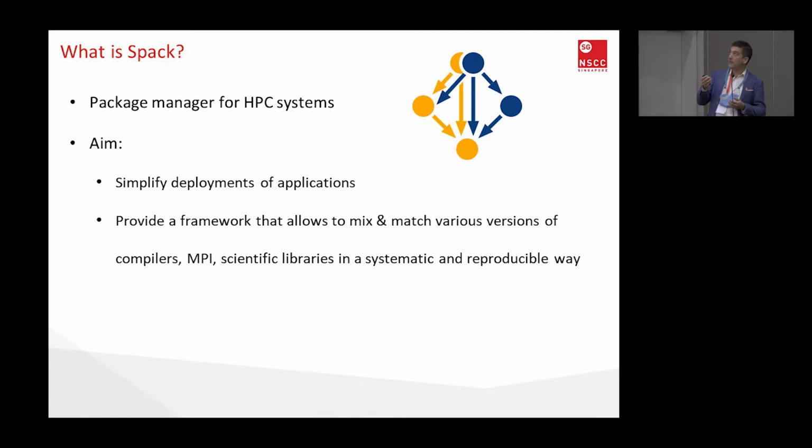so that you can easily deal with deployment of applications in systems like Aspire 2A, where, if you recall from two talks back, we have the Cray stack, Cray compilers, we have GNU compilers, we have Intel compilers, we have AOCC, and we have NVIDIA compilers, right? Then we have Cray MPICH, we have OpenMPI, and then on top of that, you also have various scientific libraries like cuBLAS, you have FFTW, you have Intel MKL. And if you try to think how many combinations are possible, the number is staggering.